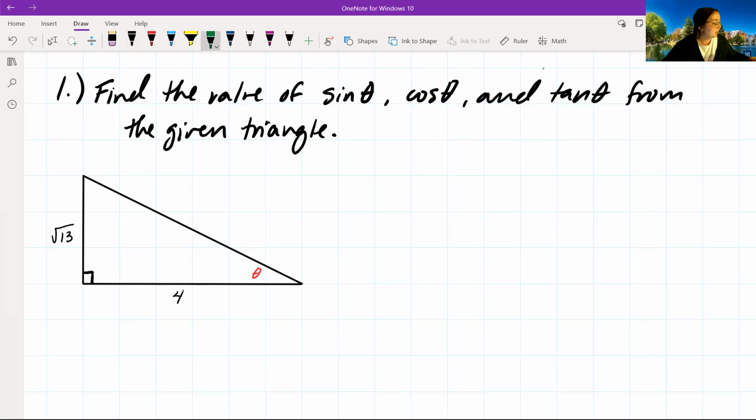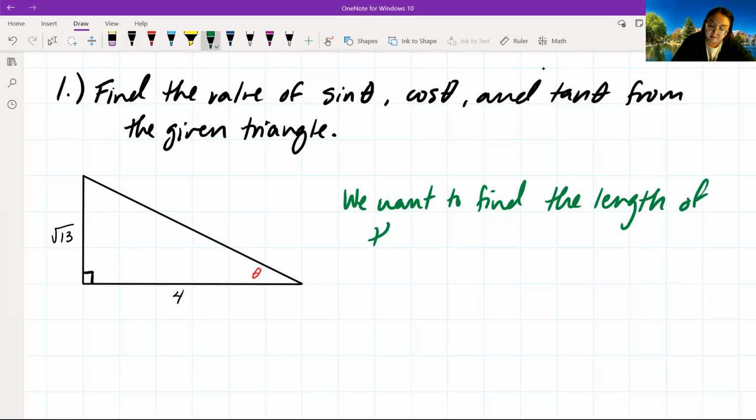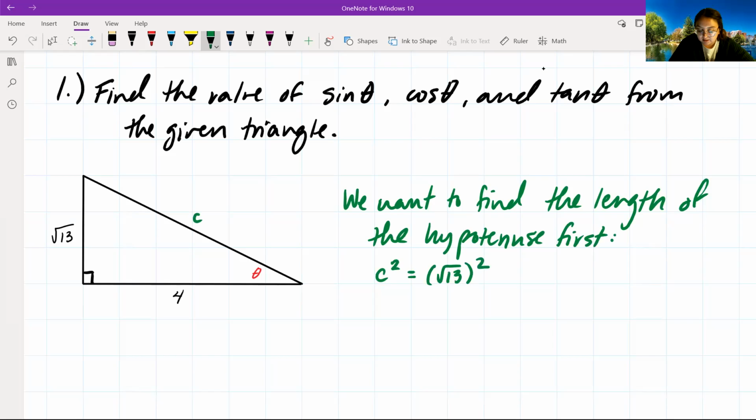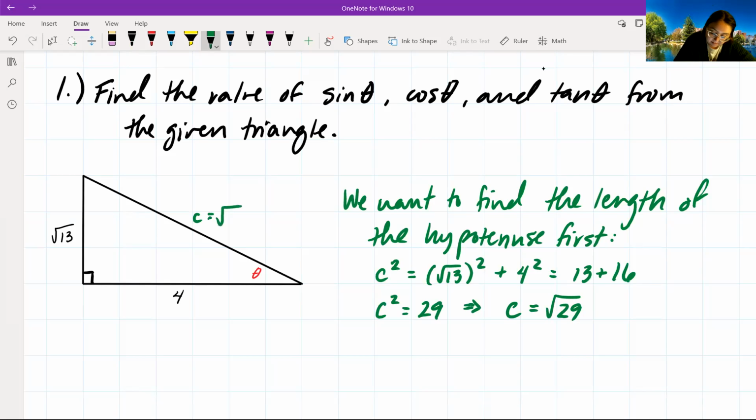So the first thing that we really want to do is that we want to find the length of our hypotenuse first. Remember your hypotenuse, which if we labeled it C, this would end up being C squared is equal to the square root of 13 squared plus 4 squared, which then that would end up being equal to 13 plus 16. So we get C squared is going to be equal to 29, which tells us that C is equal to the square root of 29. So our hypotenuse length is going to be the square root of 29.